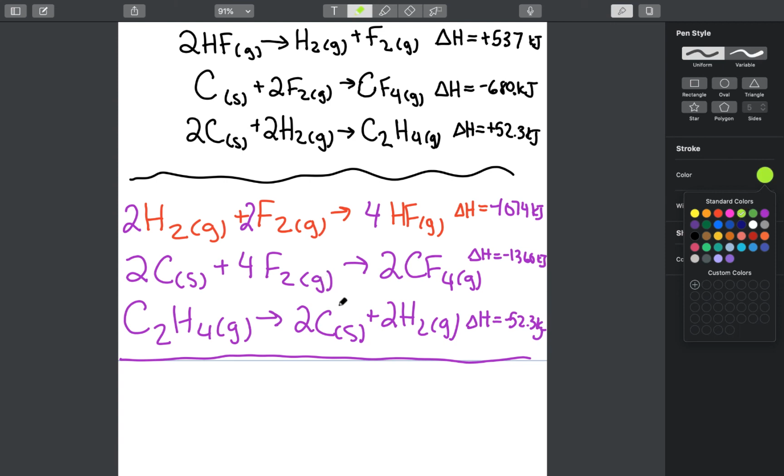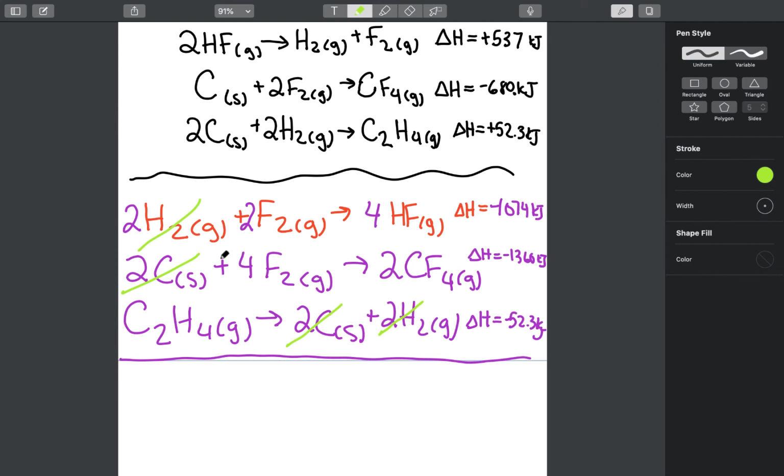So if we look here, let's look for some common things. So the first common thing we see is the solid carbon. We have it on the product side and on the reactant side in the next one, which means that we don't need it. And it doesn't show up in the overall reaction. We also see that we have two H2s on the product side and two H2s on the reactant side up here. So they also cancel out.